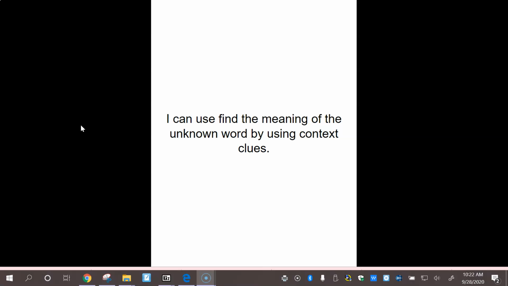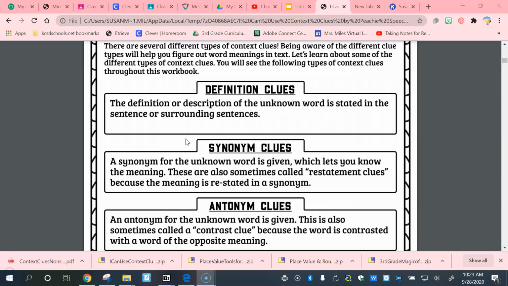what context clues are. Remember that sometimes when we are reading, we come across a word we don't know. We can use context clues in the text to figure out the meaning of the word we don't know. Context clues are hints that the author gives in the text that help us determine the meaning of the unknown word. Remember, these hints can be found in the same sentence or even in other sentences around the word. So let's go over the different types of context clues.